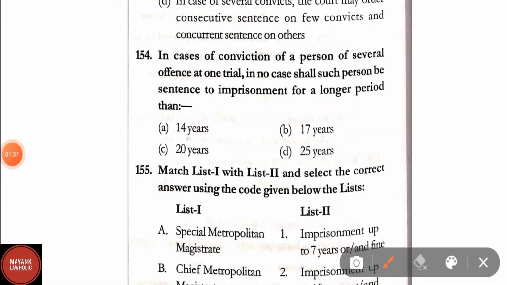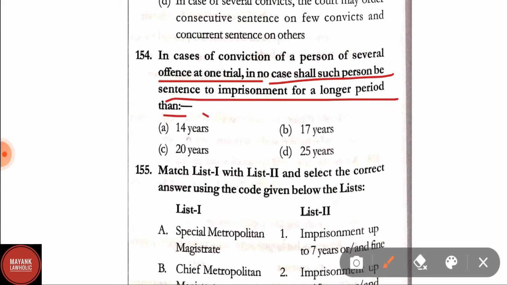Question number 154. In the cases of conviction of a person of several offences at one trial, in no case shall such person be sentenced to imprisonment for a longer period than: option A 14 years, option B 17 years, option C 20 years, option D 25 years. Here correct answer is option A, that is 14 years.